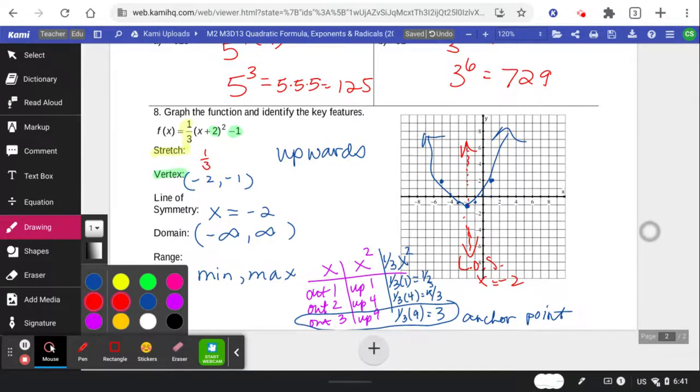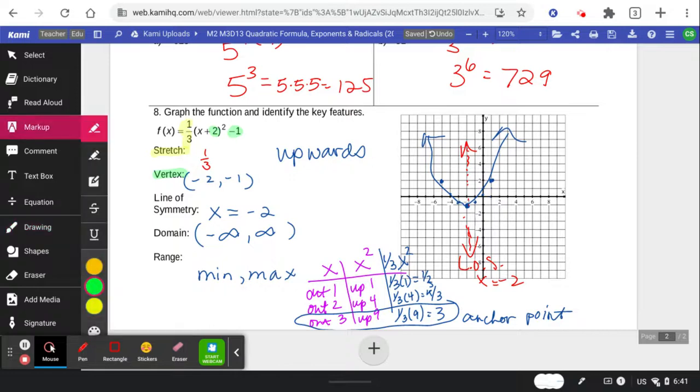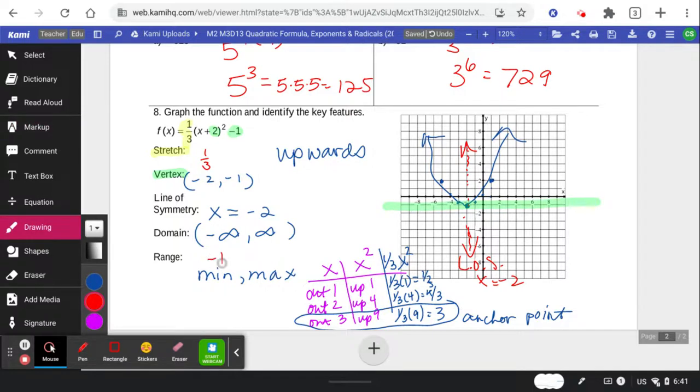Now let's talk about the range. The lowest point on this graph, do you see that it's going to go here through -1? And the highest point on this graph goes to infinity forever. And so -1 is closed bracket inclusive, and infinity goes on forever. So were you thinking that from -1 to infinity? Awesome. That's it. Did you remember how to graph? Good job.